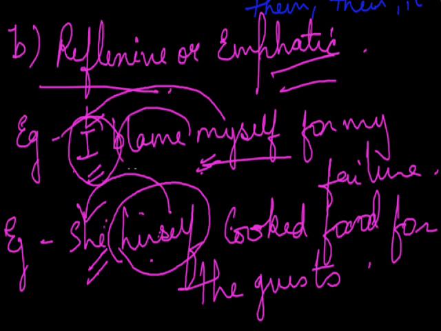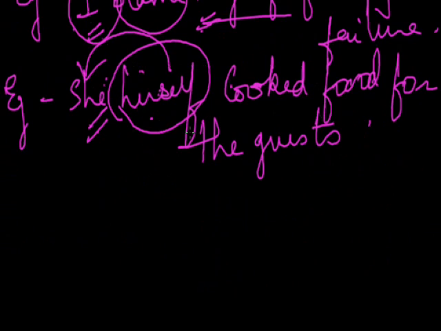Now if I talk about the reflexive pronoun, I blame myself. It is always used after the verb. A reflexive pronoun is always used after the verb, but this is not the case for the emphatic pronoun. An emphatic pronoun puts emphasis, and it is used after another pronoun, or sometimes it is also used at the last. For example, you must do the assignment yourself. Again, yourself is at the last, but yourself is putting emphasis on the word you.